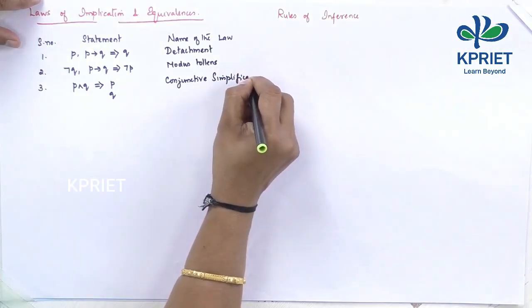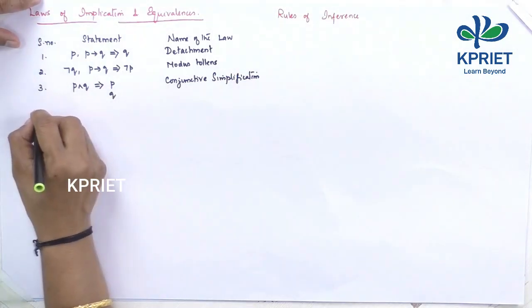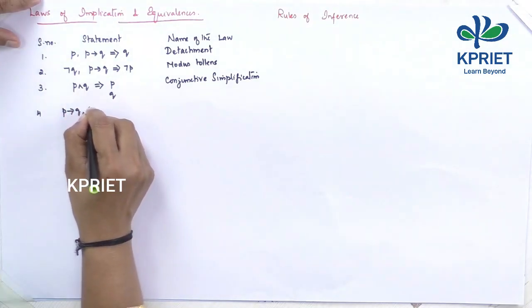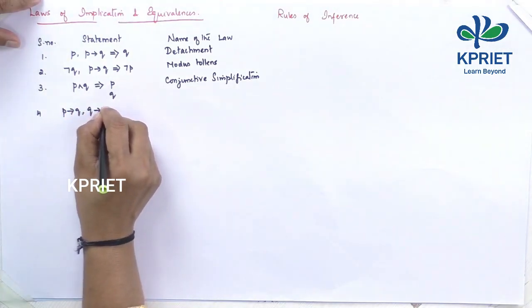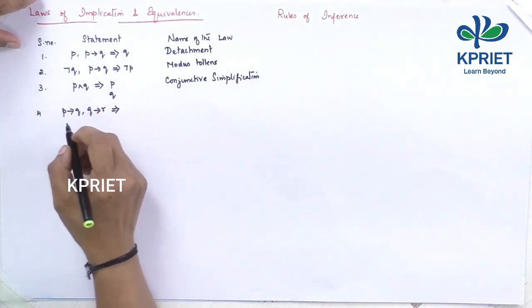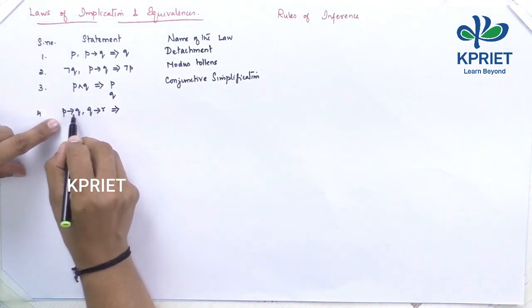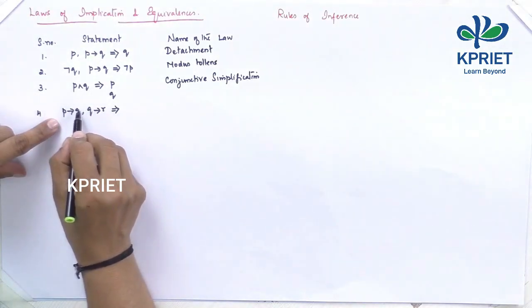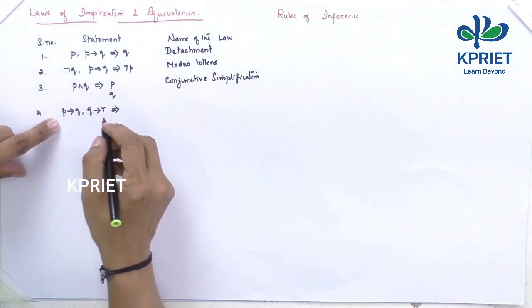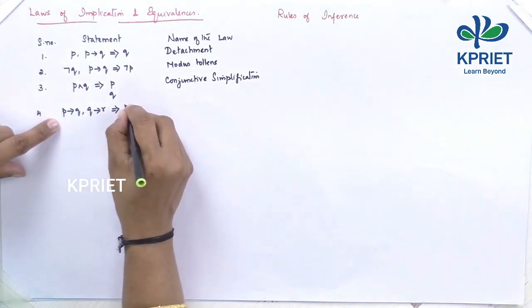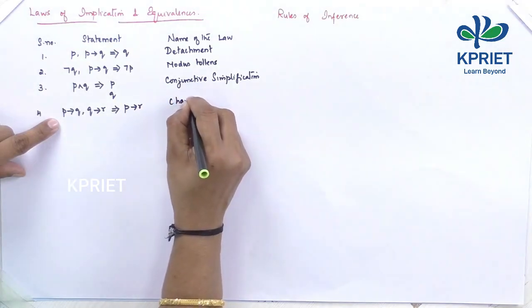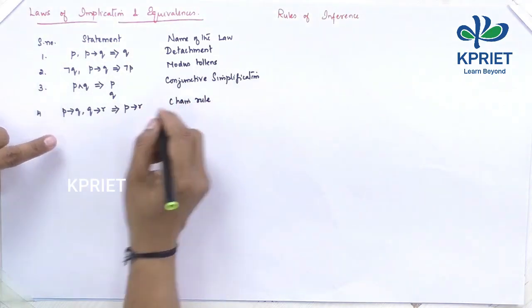Then suppose we have the statement P conditional Q, comma Q conditional R. This will imply, see here the first statement ends with Q and the second statement starts with the same Q. So these two will go off and you will get P conditional R. That is the chain rule.